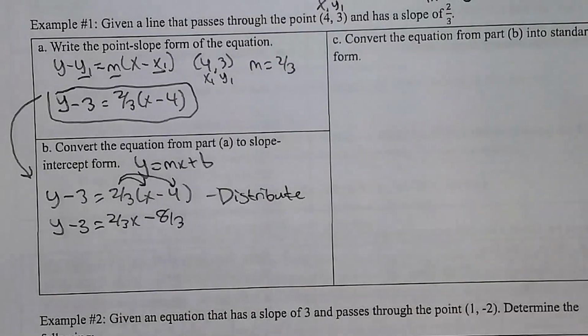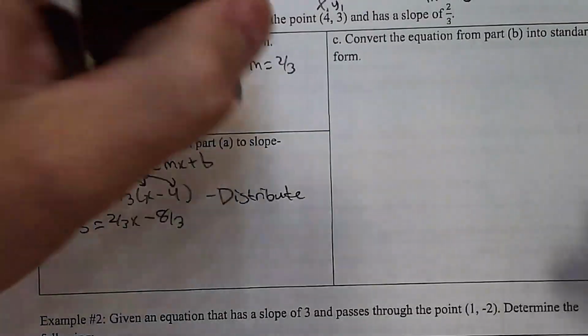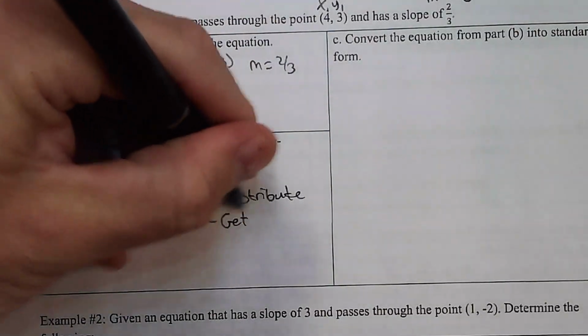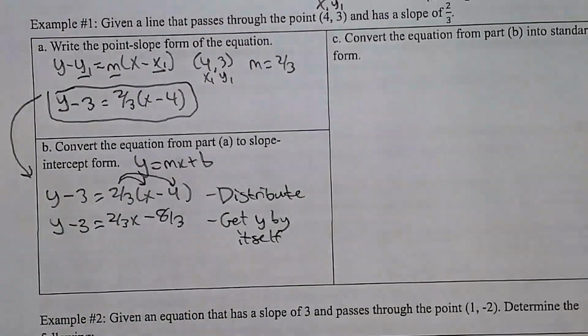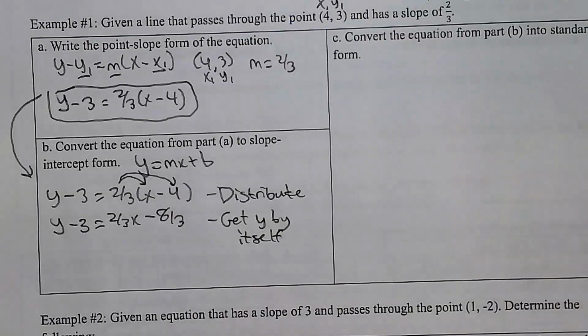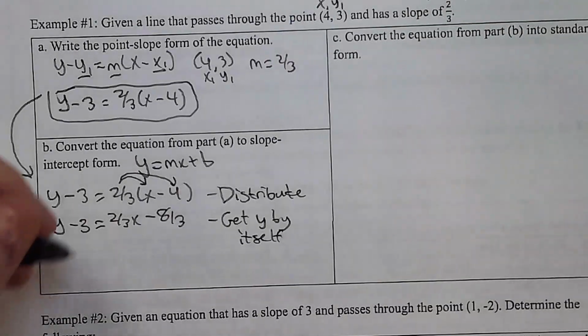Then what do you think I'm going to do? Yeah, get y by itself. Add 3 to both sides. Get y by itself. So we'll add 3 to both sides, okay? So we'll distribute. And then we'll get y by itself. So we'll add 3.